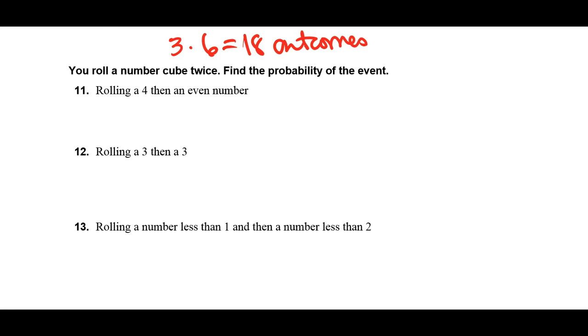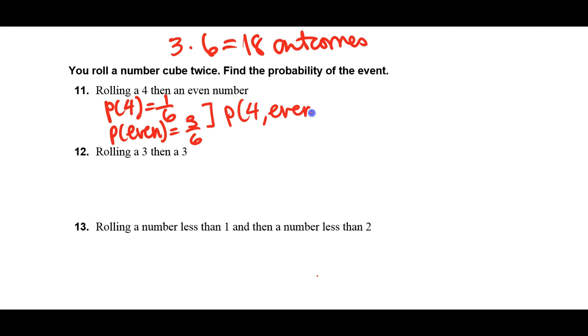11, 12, and 13, this is independent probability, but it is also compound. We need to find both things that are happening. So the probability of getting a 4 is 1 out of 6, and the probability of an even number on a dice is 3 out of 6. So when multiple things are happening, you multiply their probability. So the probability of 4 and even is 1/6 times 3/6, which is 3 over 36, which simplifies to 1 over 12.